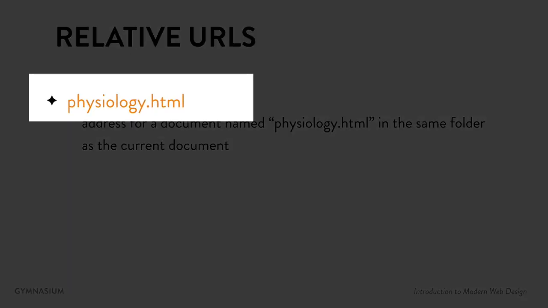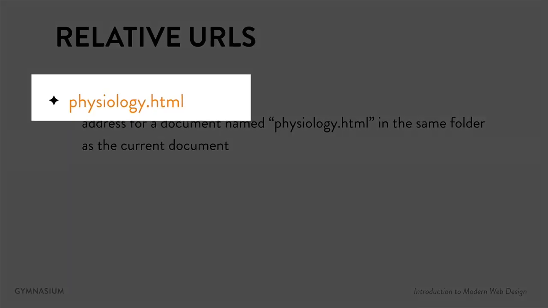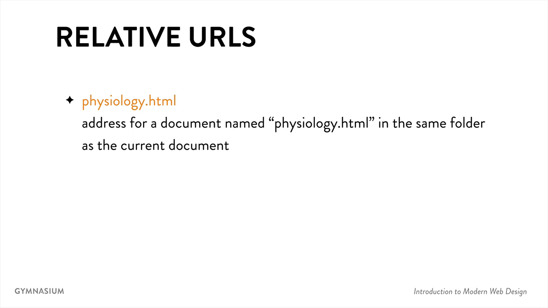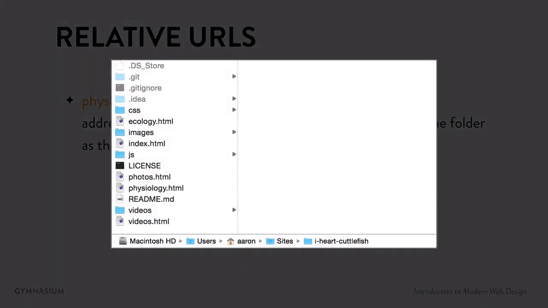In this case, this URL is pointing to a document named physiology.html, and most servers are case sensitive, so we need to make sure that the document name is actually physiology.html, all lowercase, and it's looking for that file in the same directory as the file we are currently in. So if we were to look at a file system, let's say we were in the index.html page and we're referencing physiology.html, it would be in the same folder.